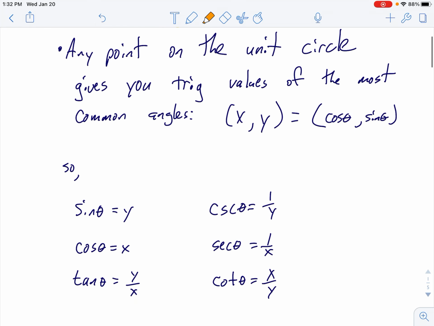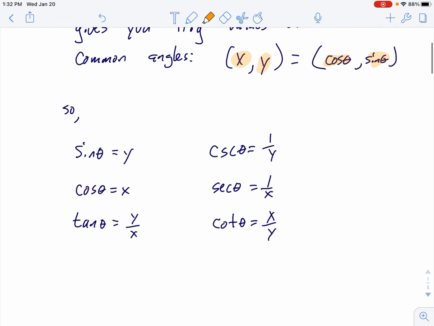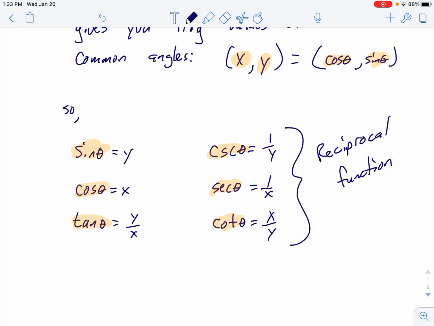Recall that any point on the unit circle gives you trig values for the most common angles. A point on the unit circle is an xy coordinate, which works out to be a cosine and sine value. So y is always a sine value, x is a cosine value. You can extend that and get y over x to give you tangent, and then you can take the reciprocal of each one to get the other trig functions, cosecant, secant, and cotangent, which are often referred to as the reciprocal functions because they are the main three flipped over.